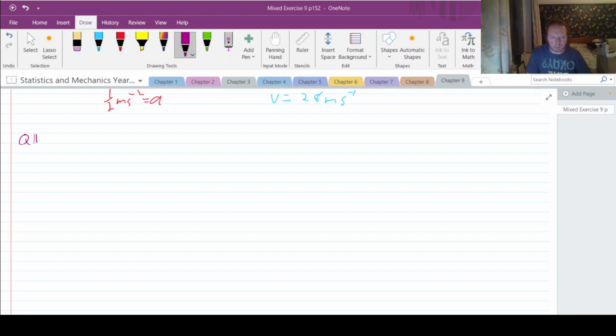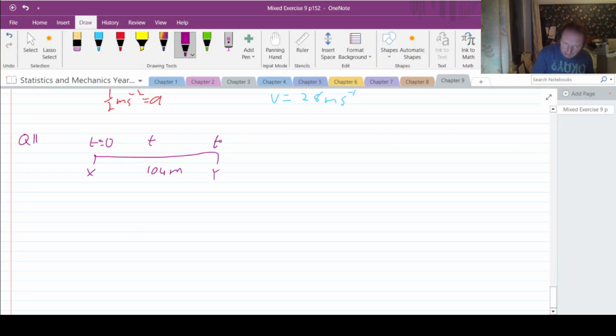Okay, here we are doing Stats and Mechanics, Year 1, Chapter 9, Question 11. The mixed exercise: a particle moves along a straight line from a point X to a point Y, with a constant acceleration. The distance XY is 104 meters. The particle takes 8 seconds. Let's go for t equals 0 and t equals 8 at that point there.